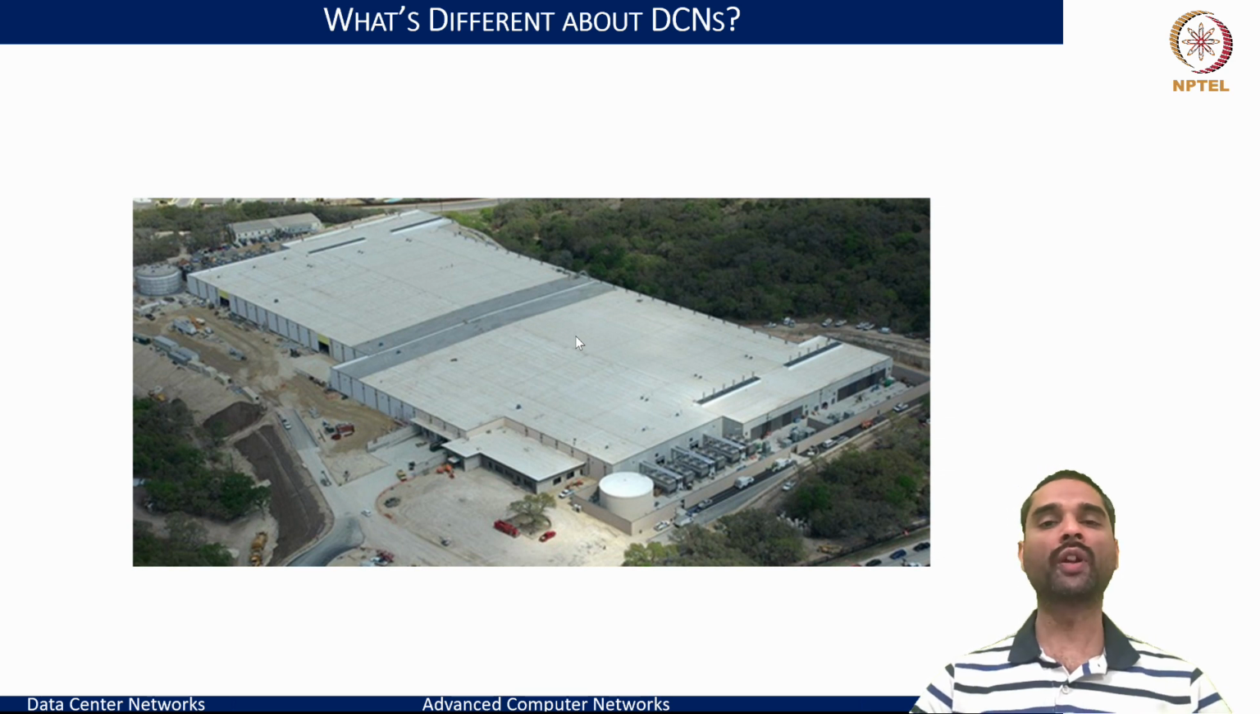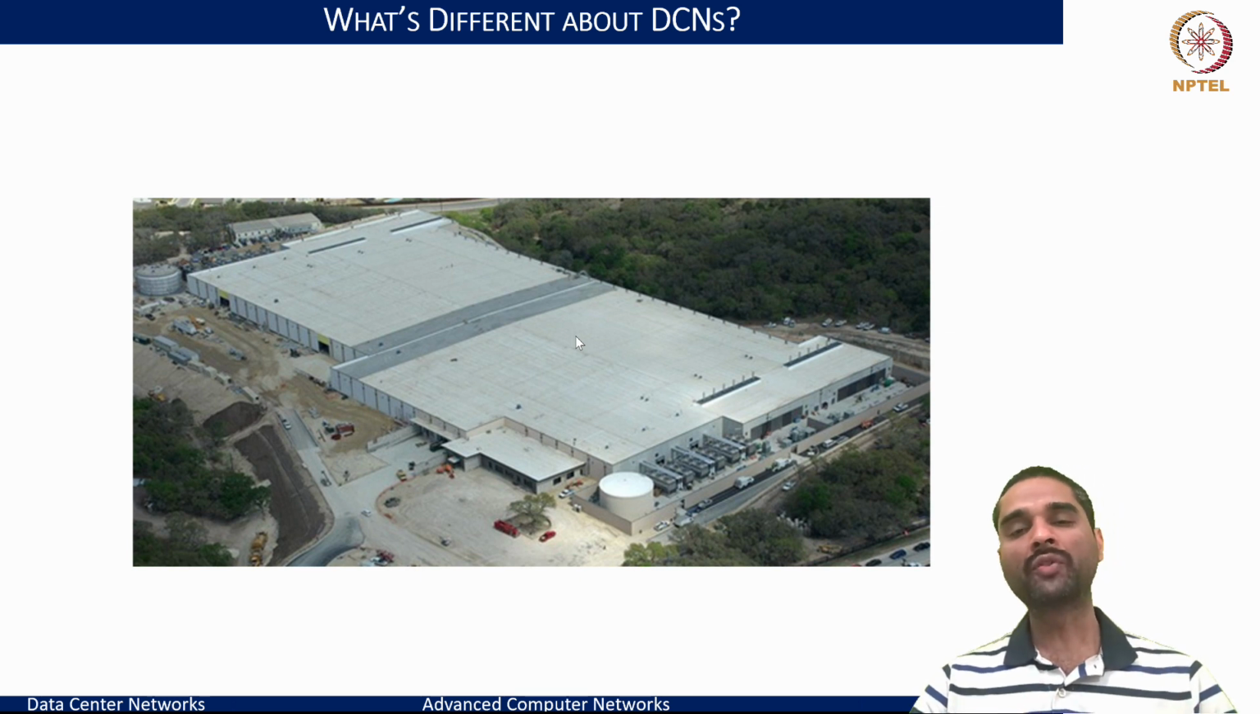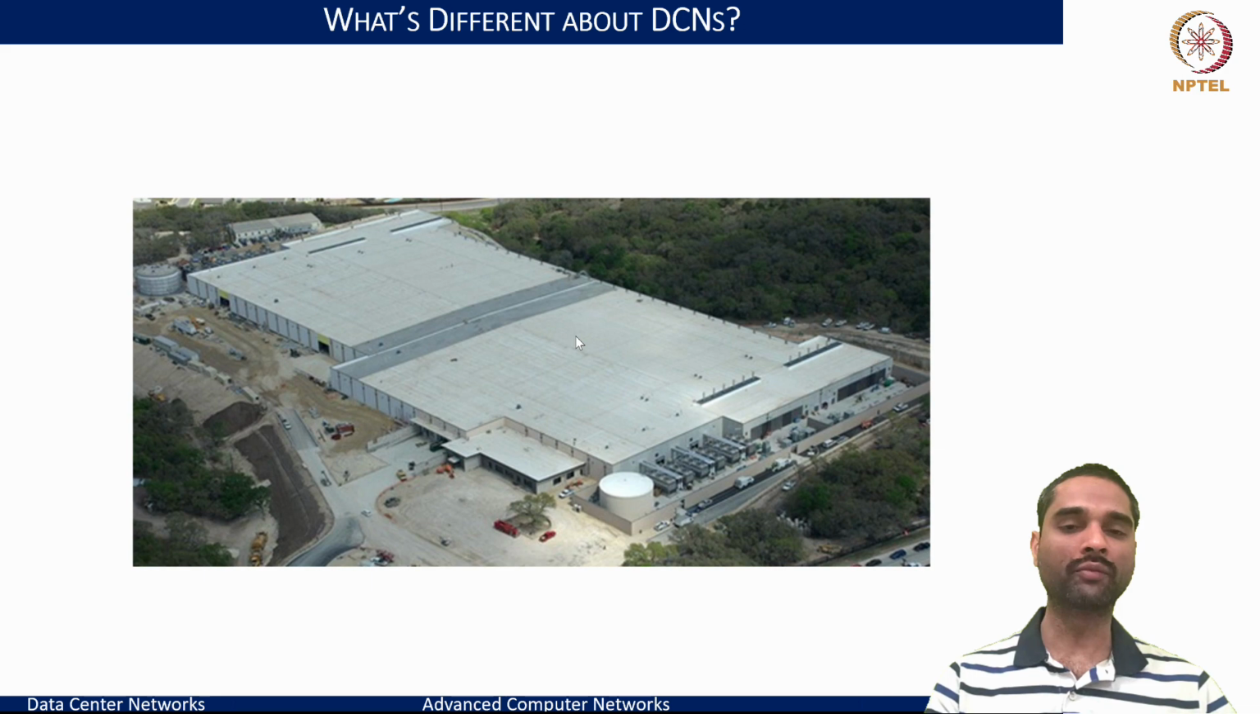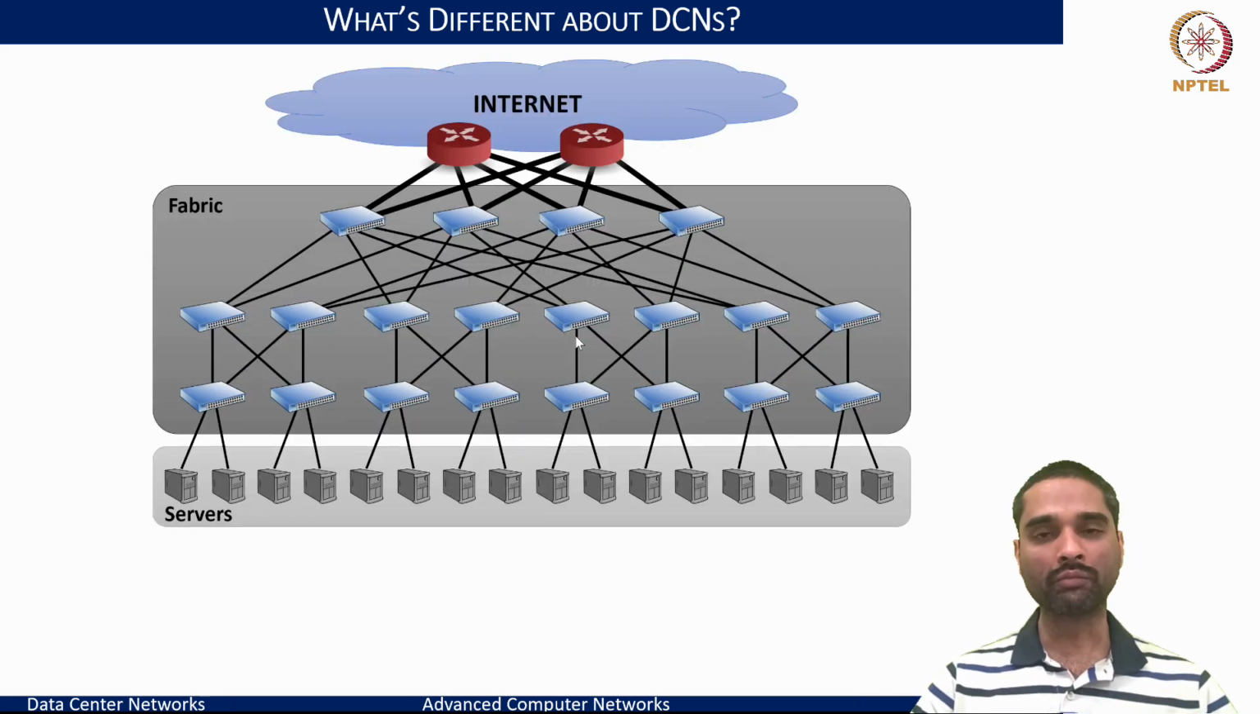So the question now comes: what's so much different about data center networks? If we are already managing so many web servers and file servers, in which way do data center networks differ? If we look back, we are talking about a huge networking infrastructure which is enabling access to the servers from across the internet.